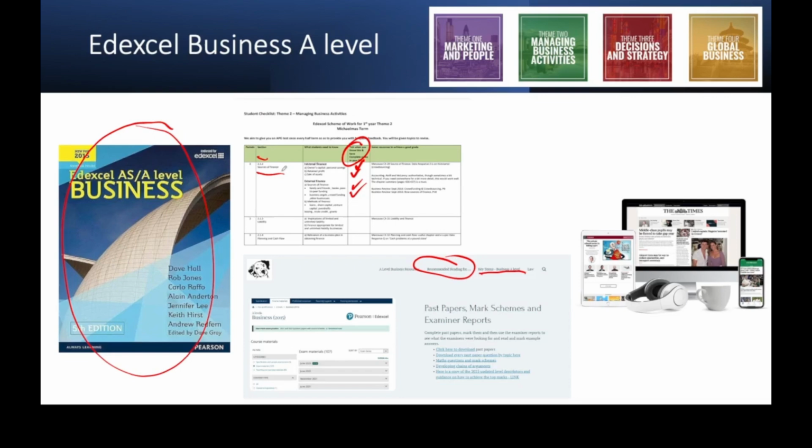Also, some of the definitions in this textbook are a little bit wishy-washy. Not many, it's a very good textbook. For instance, social enterprise, which you'll do in forms of business, is wrong in the textbook.